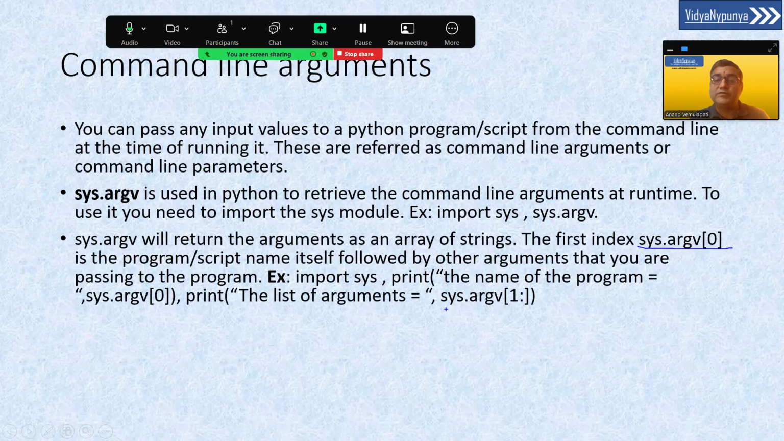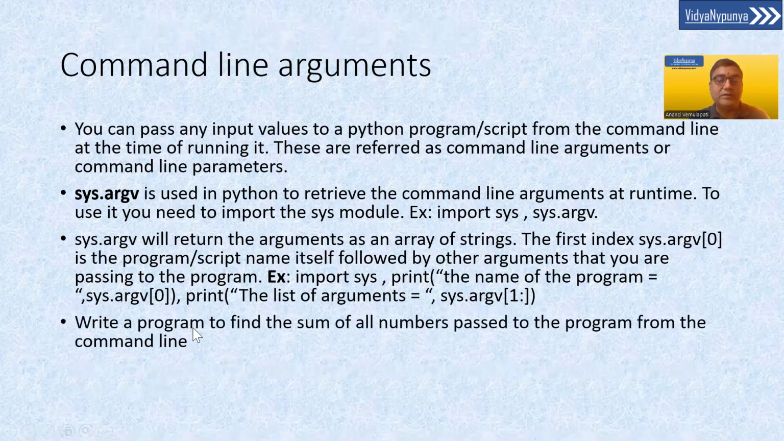If you want to get all the values, you can use sys.argv of one colon like this also. That means starting from one up to the end, any number of values, you will be able to get all values like this, or you can get them one by one also. We'll see all these things in action in a while. The first argument, sys.argv of zero, is the file name. The second argument is the value that you are passing. Let us see this, and then we'll write a program to find the sum of numbers that you are passing to the program. So let us get started.